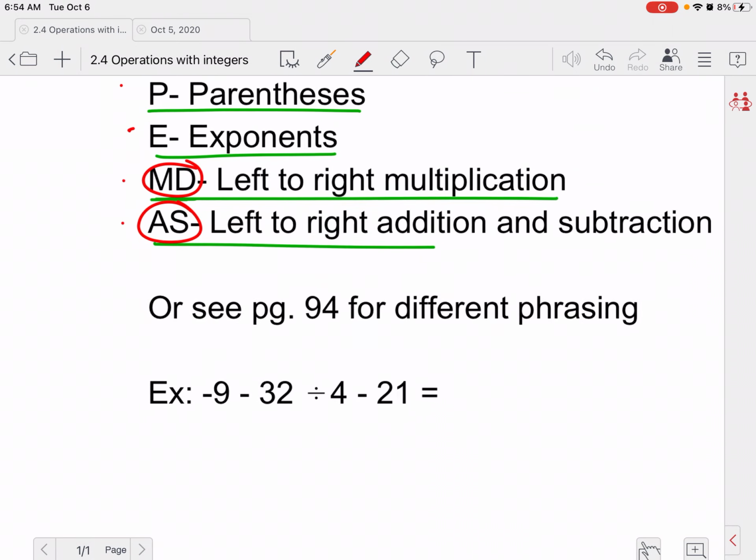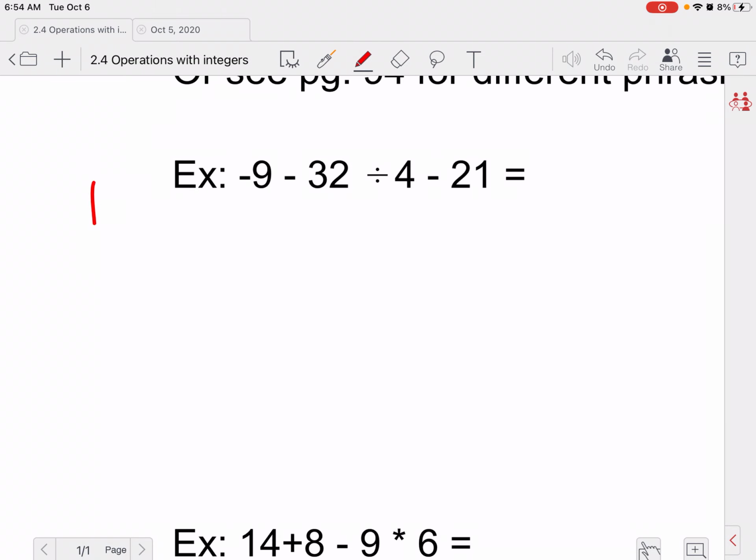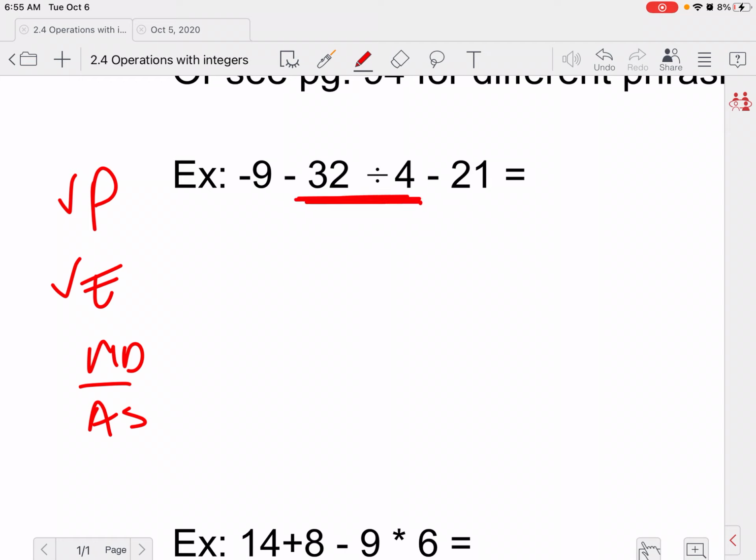So if I look at PEMDAS here, sometimes it's helpful to write it out so that you remember. There are no parentheses and there are no exponents. So I'm going to do my multiplication division left to right, and I only see this division here. So I'm going to have negative 32 divided by 4. I'm going to take that sign. So negative 9 comes down. 32 divided by 4 is 8, so we're going to have minus 8 minus 21.